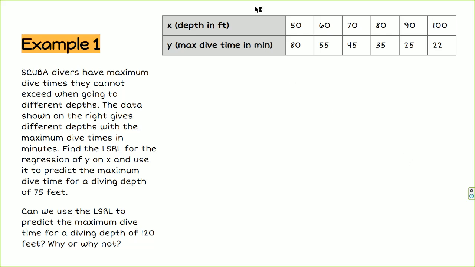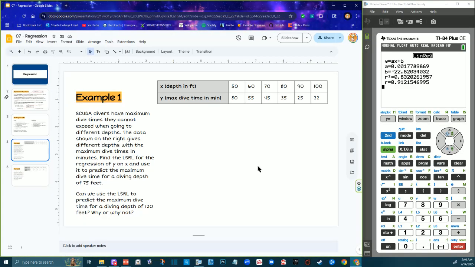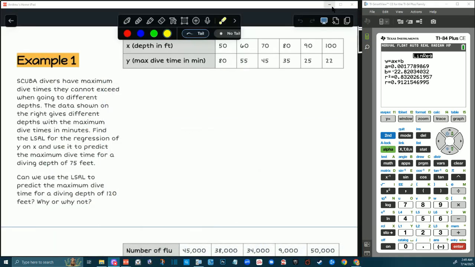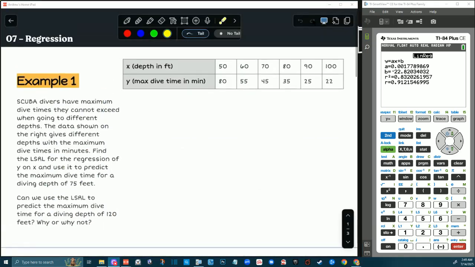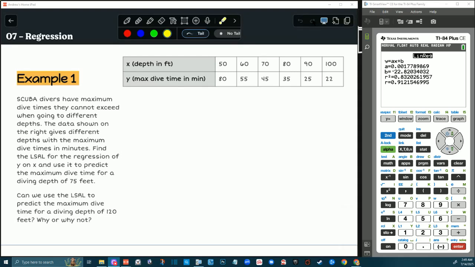So we're going to go ahead and do two examples using the same data that we saw from our last video. So we're back with our scuba divers. And this says find the LSRL for the regression of y on x and use it to predict the maximum dive time for a diving depth of 75 feet. Can we use the LSRL to predict the maximum dive time for a diving depth of 120 feet? Why or why not?